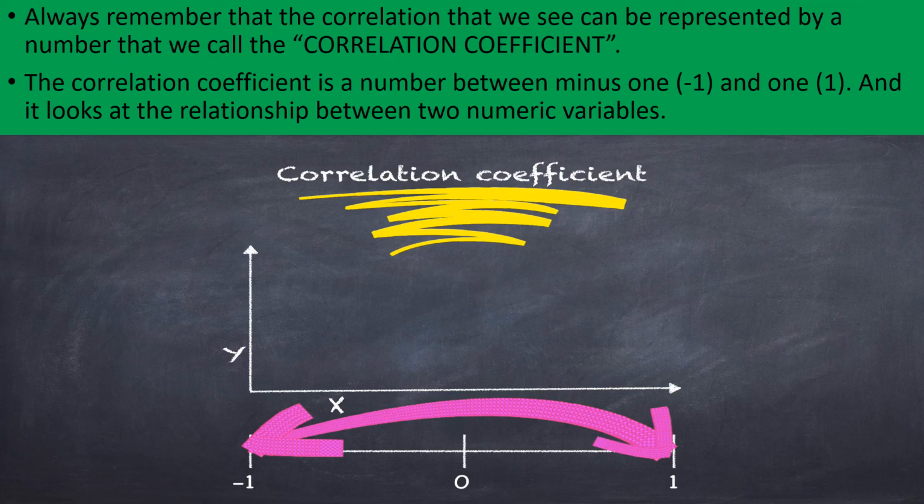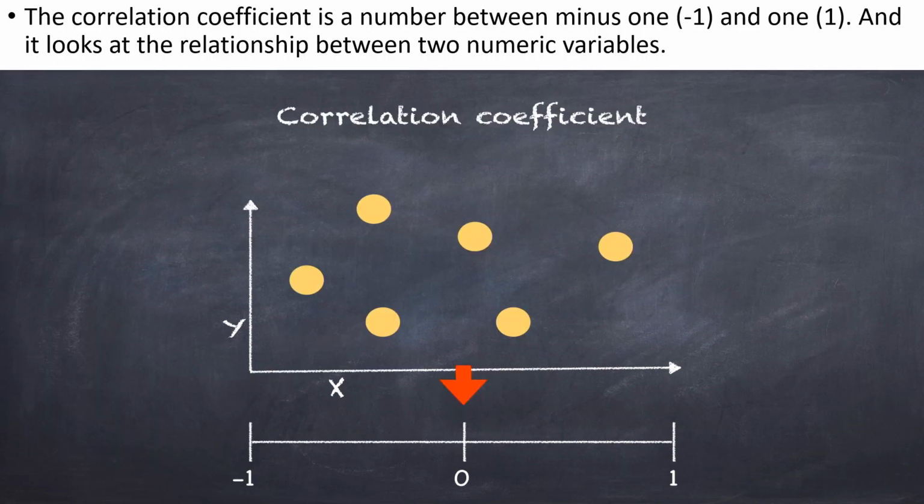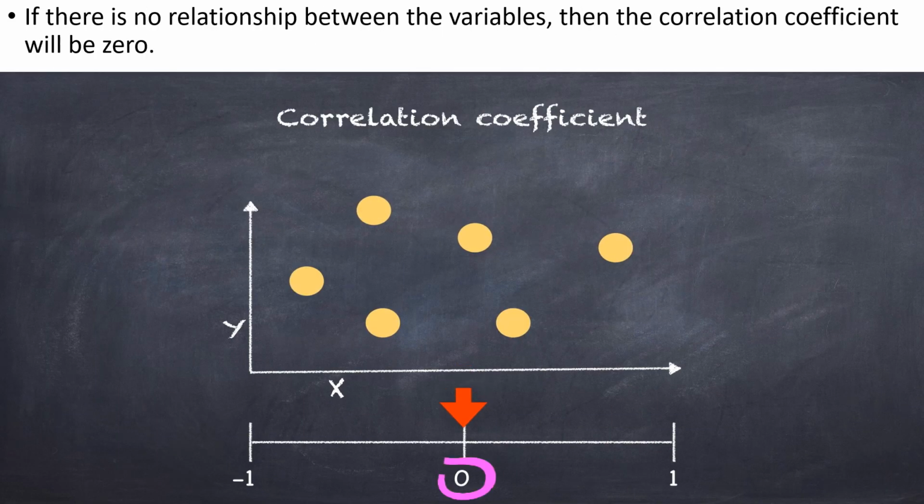Always remember that the correlation that we see can be represented by a number. And that number, we call the correlation coefficient. The correlation coefficient is a number between -1 and 1, and it looks at the relationship between two numeric variables. Here you can see an example. If there is no relationship at all between the variables, then the correlation coefficient will be 0. Look at the magenta circle.